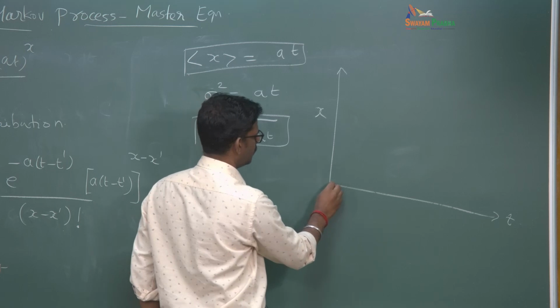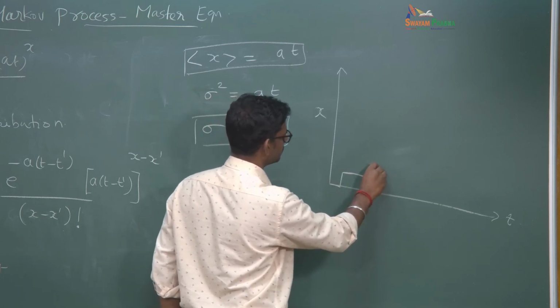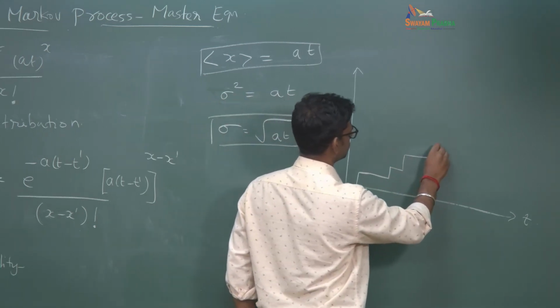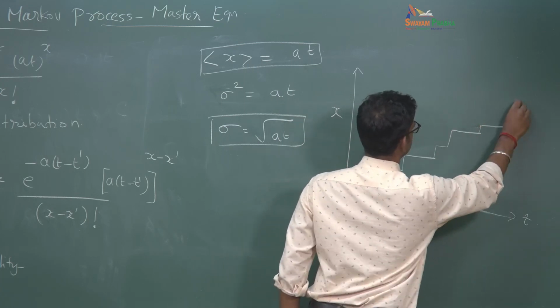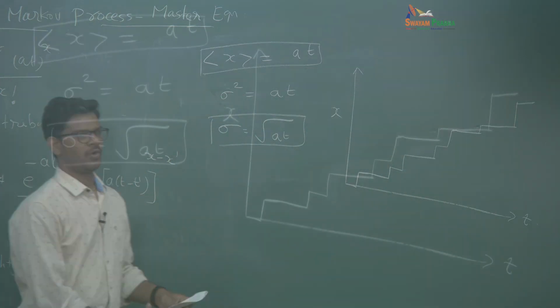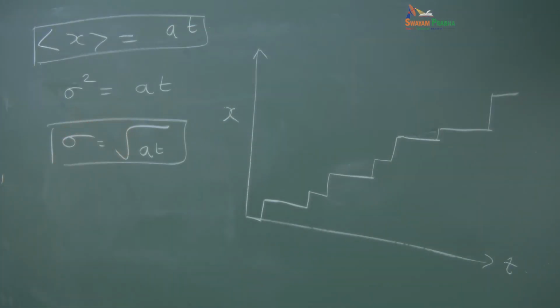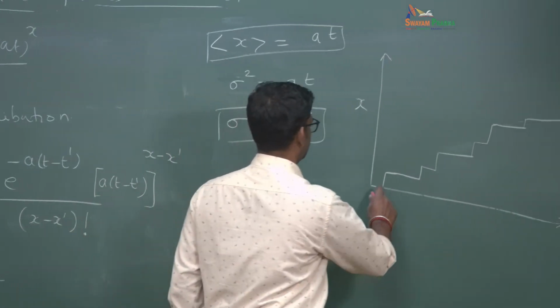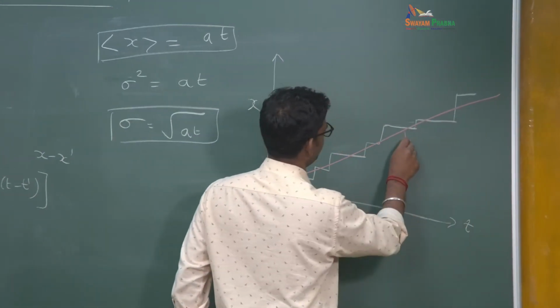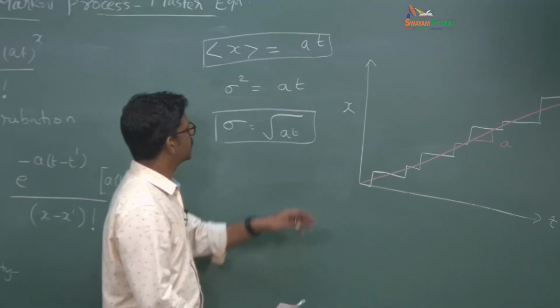So the trajectory may go something like jumpy. This can be one particular realization of a random walk, one dimensional. But if you take many such trajectories and average over, I will get a linear increase with a slope of a, and that's what we are predicting here.